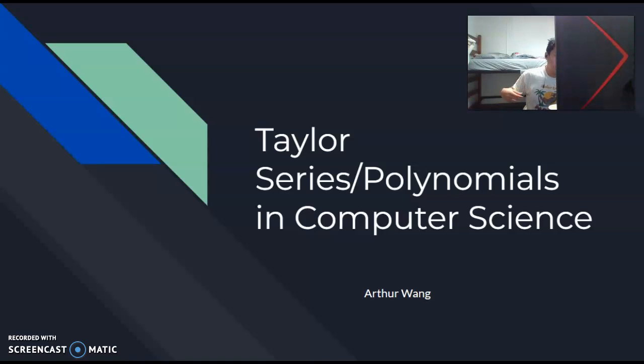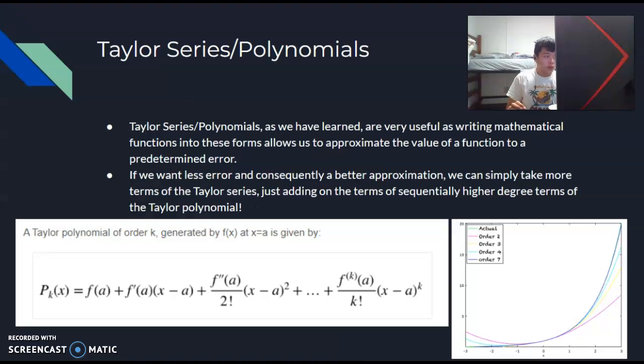So this is my presentation on how Taylor series and polynomials can be applied to computer science. Some background: Taylor series and polynomials, as we have learned, are very useful, as writing mathematical functions into these forms allows us to approximate the value of a function to a predetermined error. So if we want less error and consequently a better approximation, we can simply take more terms of the Taylor series, just adding on the terms of sequentially higher degree of the Taylor polynomial.